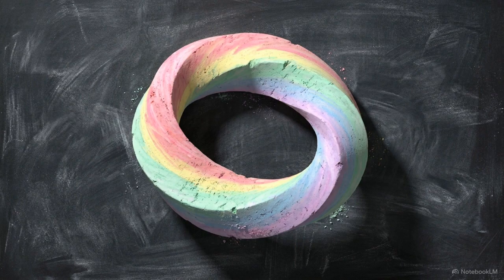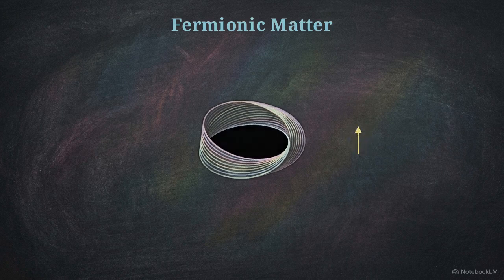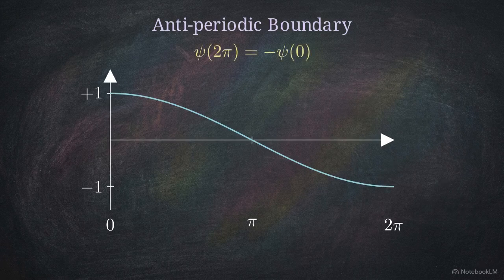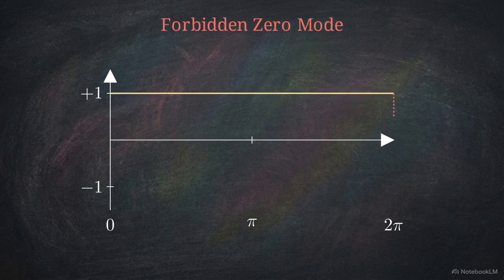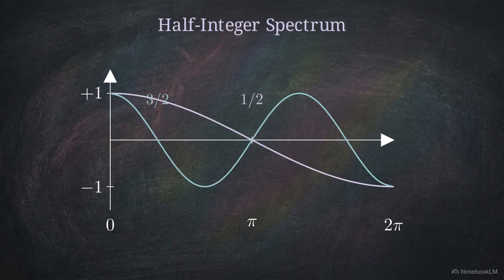Under Z2 holonomy, a normal direction carried once around this surface returns reversed, creating the geometric origin of fermionic matter. This reversal requires 2 full traversals to return to the original state, enforcing a 4-pi period and an anti-periodic boundary condition. This anti-periodic condition makes the constant mode, where the frequency is 0, mathematically impossible. The wave cannot sit still. As a result, the allowed modes are forced into a half-integer spectrum: 1/2, 3/2, 5/2.